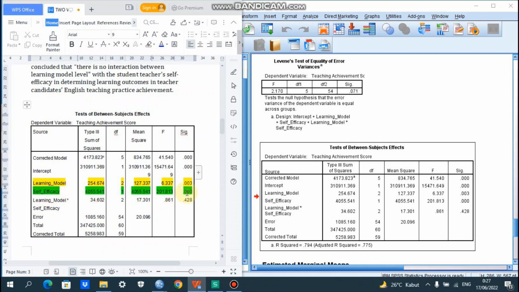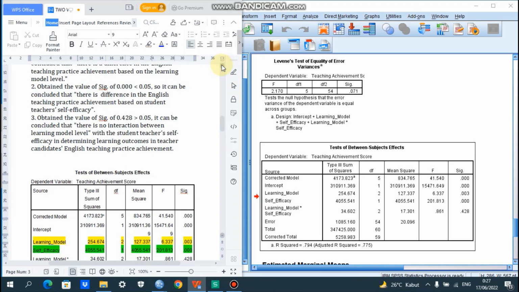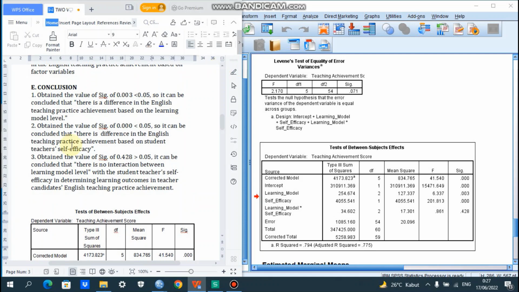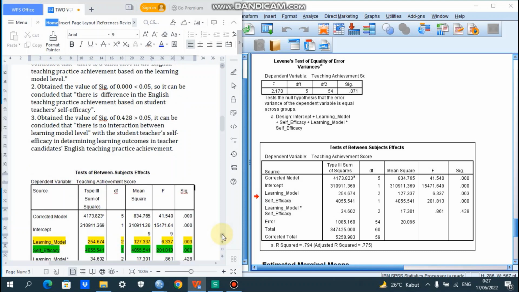Self-efficacy, here we can have a look at the achievements, yeah. So the significance is 0.000, yeah. So we have to look at this one. The obtained value of significance of 0.000 is less than 0.05. So it can be concluded that there is difference in the English teaching practice achievement based on student-teacher self-efficacy.